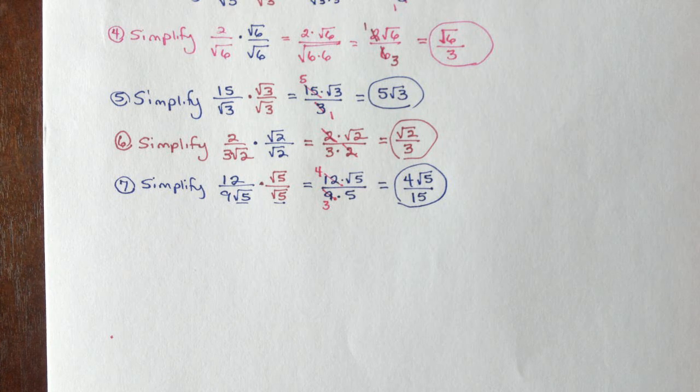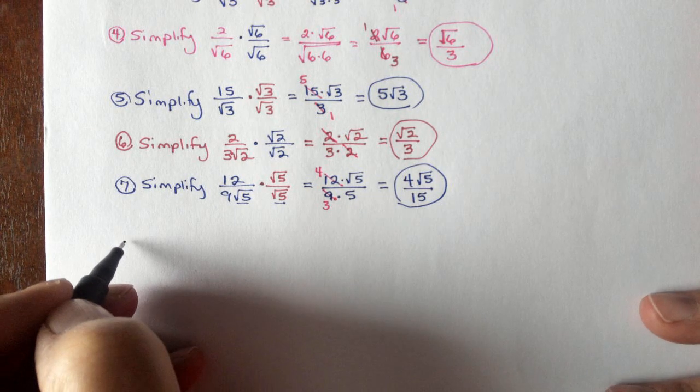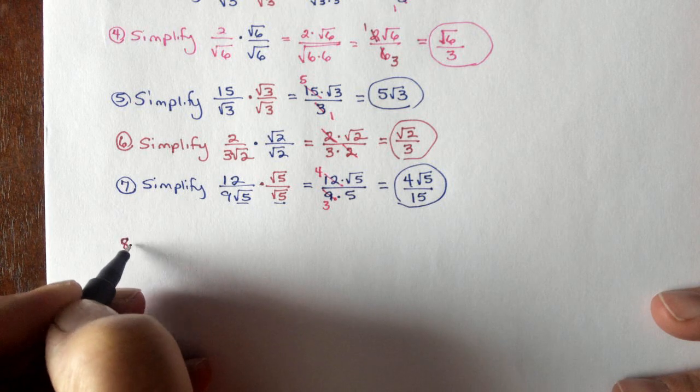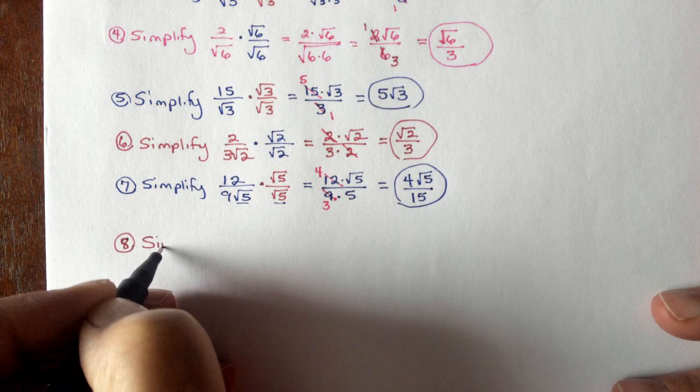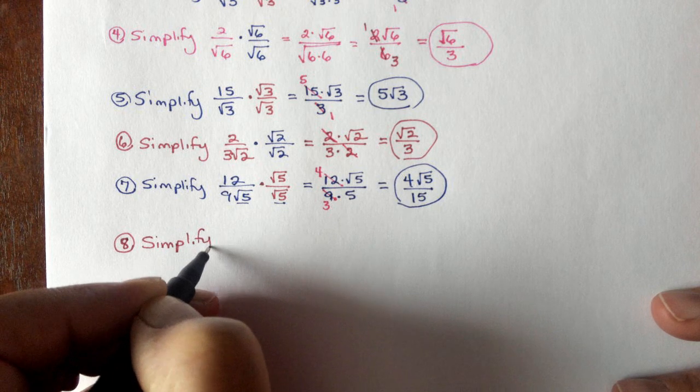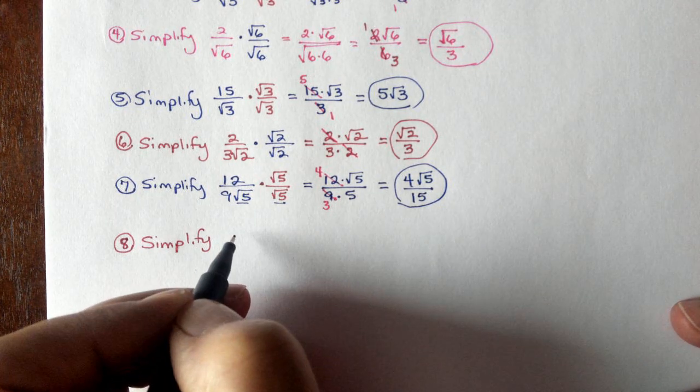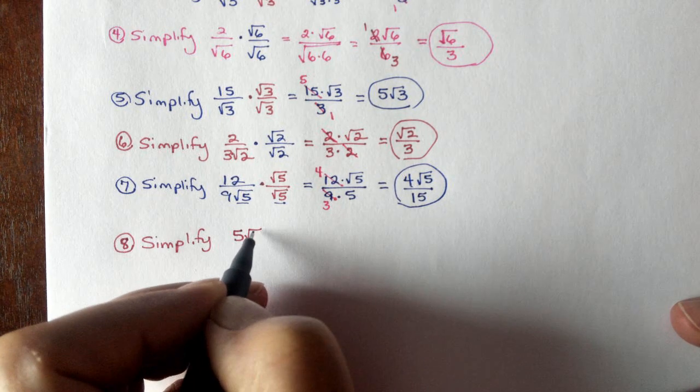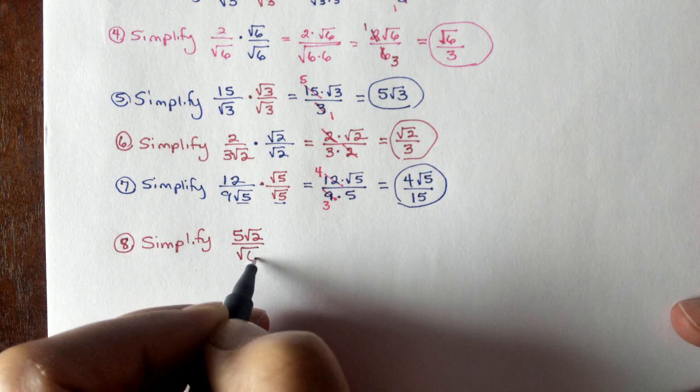Okay. It's not so much that it's hard work, but it is tedious. You have to be really careful to keep up with all of your factors. Okay, let's try a couple more, and we should have all the information that we need. Number 8, let's simplify 5 square root of 2 over square root of 6.